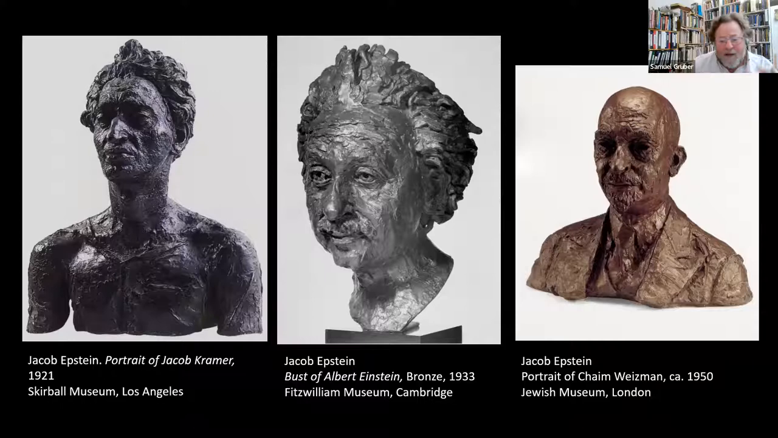But at the same time, while he was a radical and a bohemian, he also became the favored portrait artist, not just for Jews. And here are three very famous Jews, the artist Jacob Kramer, Albert Einstein, and Chaim Weizmann, but also of the English elite, of prime ministers, of writers, of artists, of aristocrats. So he had tons of work, and he could model these. He modeled these in clay so fast. He could do this in a day. And then they were cast in bronze. So he had a good lucrative career.